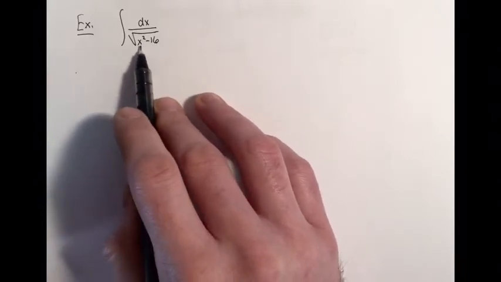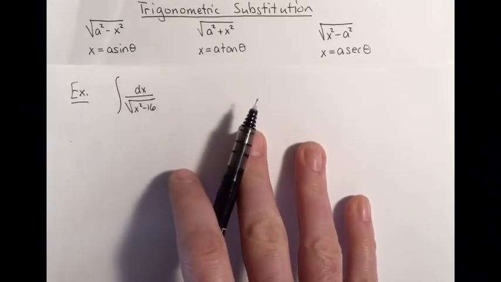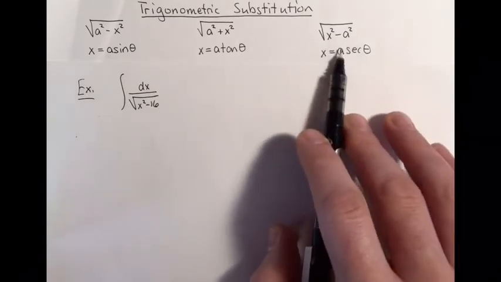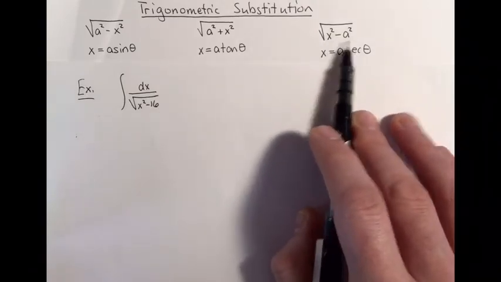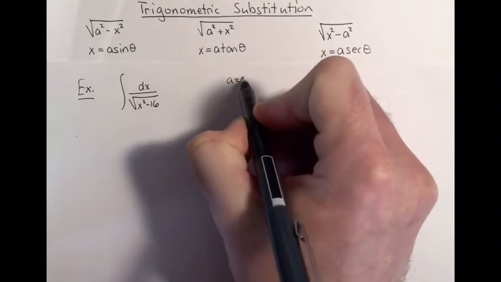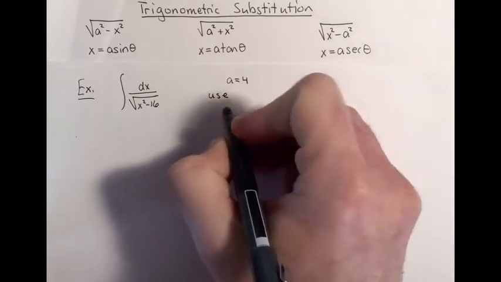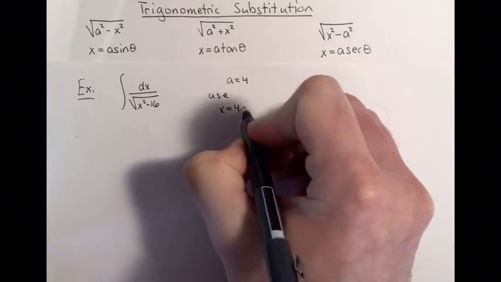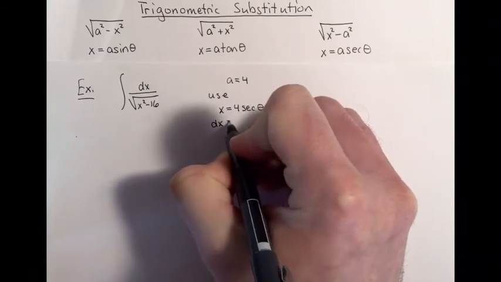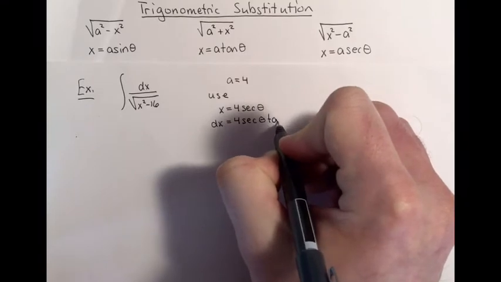So we have a difference of squares, which when you think about trig subs, that's going to be one of our three cases. Okay, we have x squared minus 16, so that's going to correspond here to case 3, x squared minus a squared, where a is the positive square root of 16, so a is going to be equal to 4, and we're going to use the trig sub x is equal to 4 multiplied by secant theta. So from there, dx is going to be 4 secant theta tan theta.